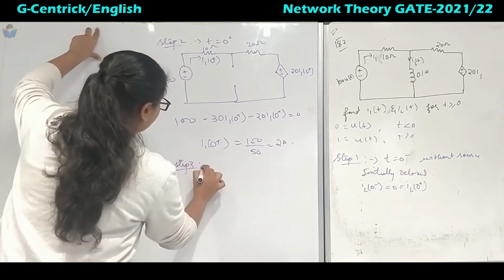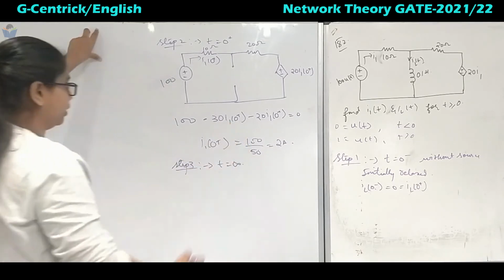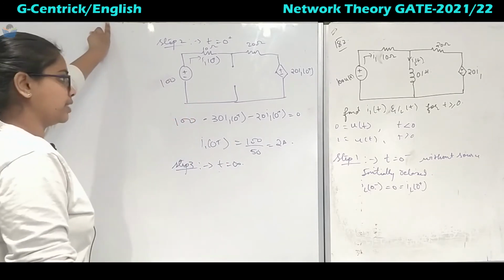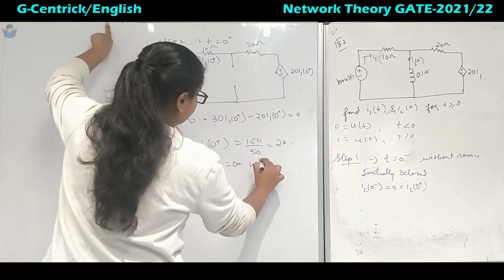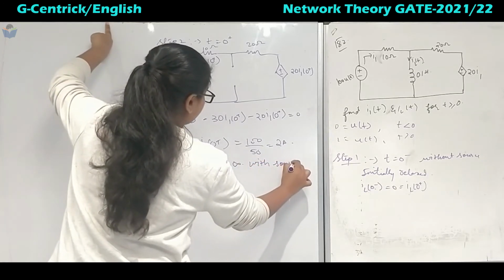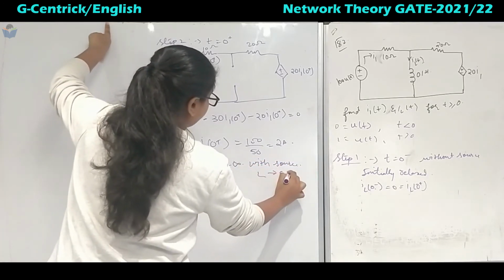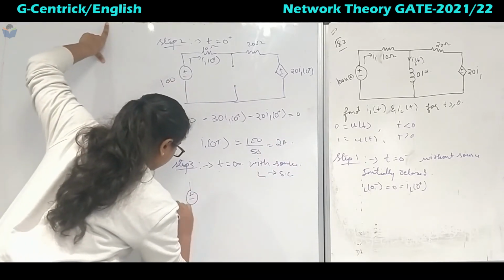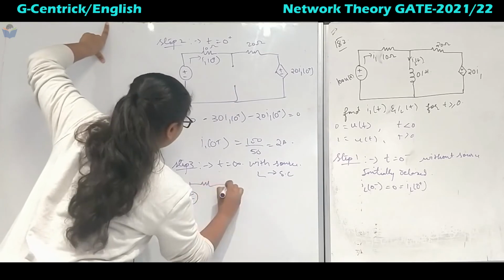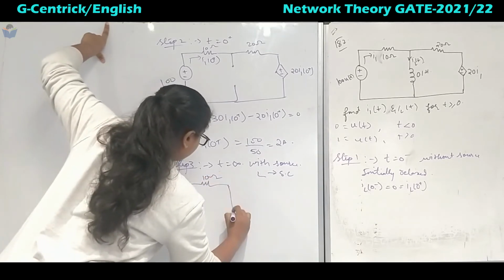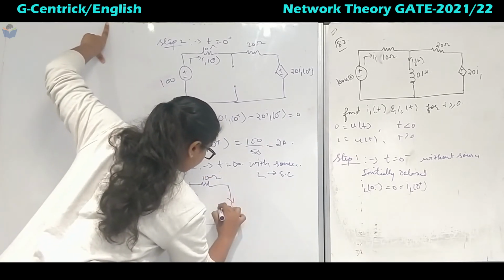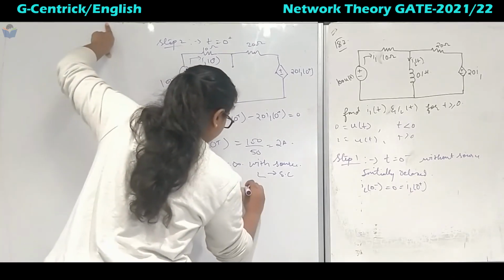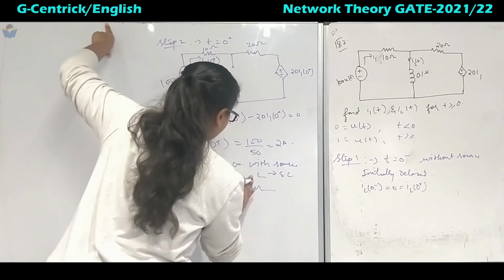Next, coming to step 3, we have to analyze for t equal to infinite. At infinite it is still with source. At steady state it is with source, so the inductor will be short circuit. So this is 100 and we have got 10 ohms. This is short circuit, so the current through this will be IL of infinite, and here it will be 20 ohms.